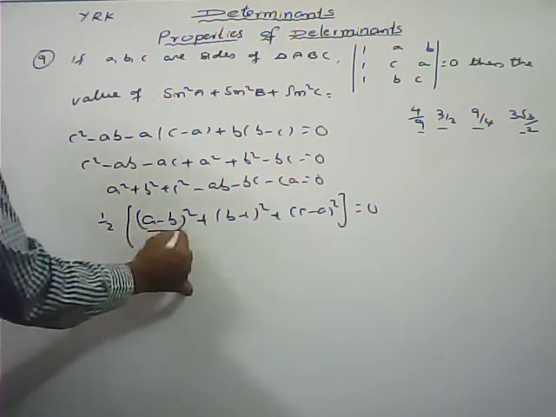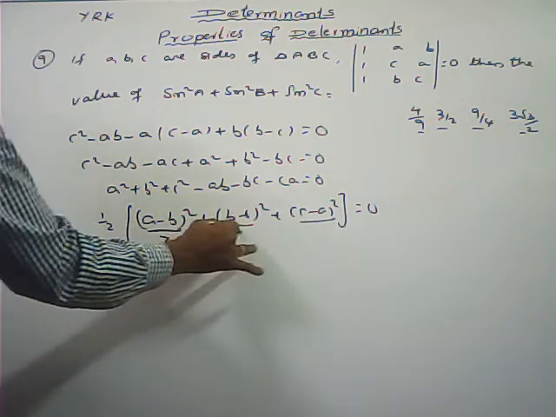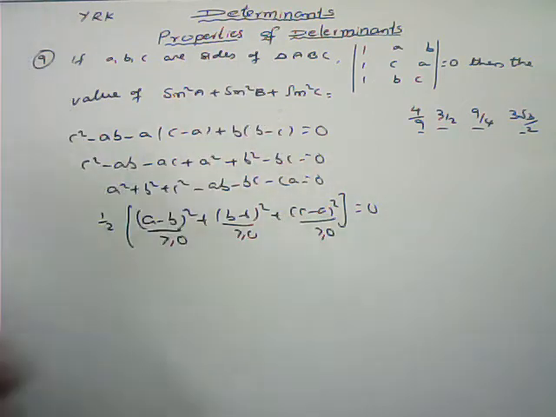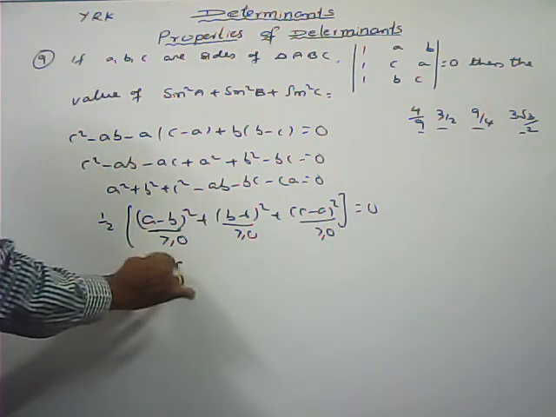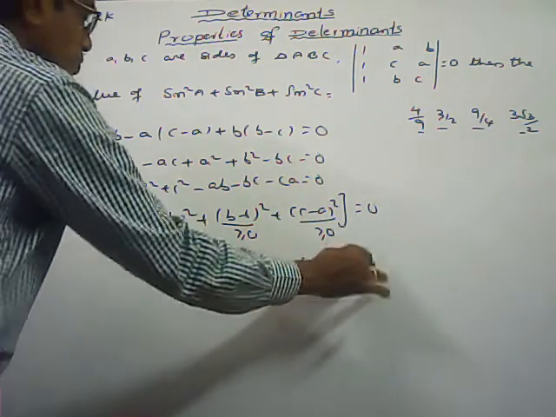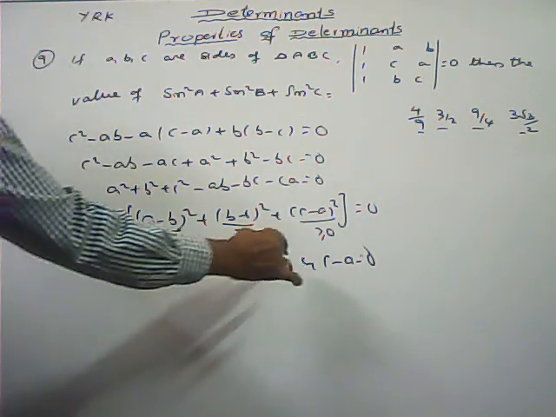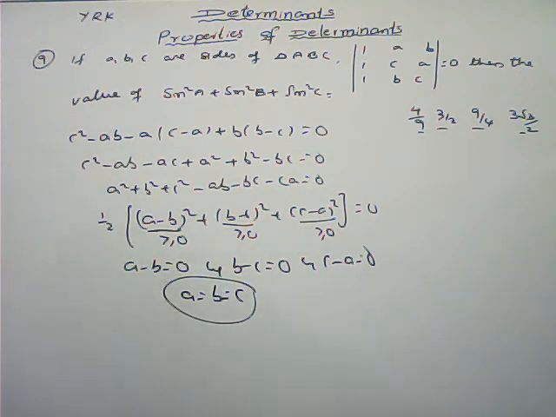By observing this, every term is a perfect square, so each is greater than or equal to 0, and their sum is equal to 0. That is possible only when each term is equal to 0. a minus b equals 0, b minus c equals 0, and c minus a equals 0. So here a is equal to b, b is equal to c, c is equal to a. All the terms are equal, then only that is possible. 0 plus 0 plus 0, we can get 0. By adding the positive terms, we can get their sum 0.